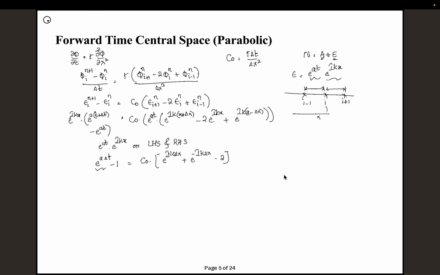So this is my gain, or the amplification factor, which is 1 plus the current number times something. This you can write as e power i beta, where I write k delta x as beta. It will be a little easier to see. So this is basically my cos beta.